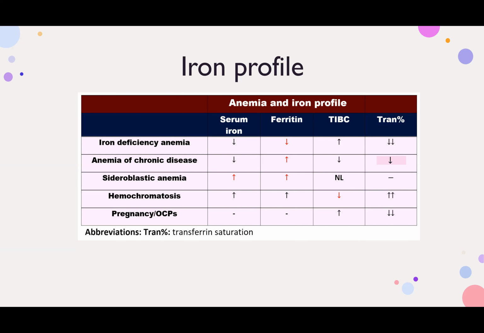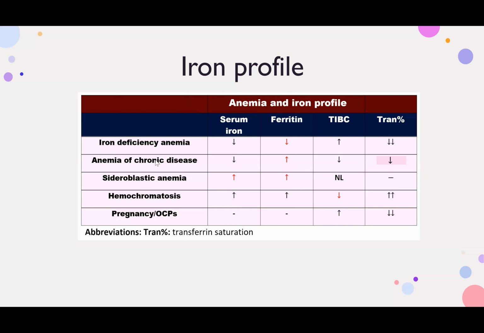When the hepcidin goes into the GI tract, it prevents the GI absorption of iron. And when it goes into the macrophages, what will happen? It will prevent the iron release from the macrophages into the serum. So the end result is low serum iron. Now, the ferritin is going to be high.